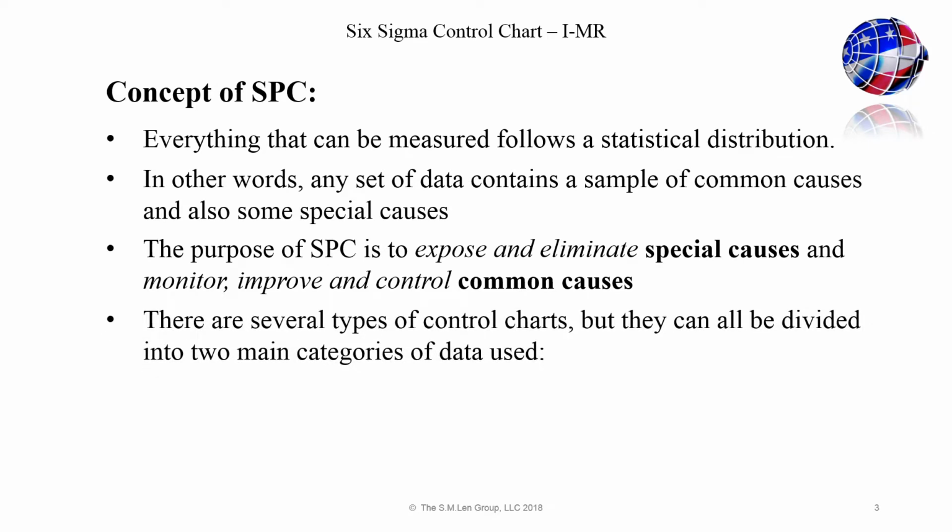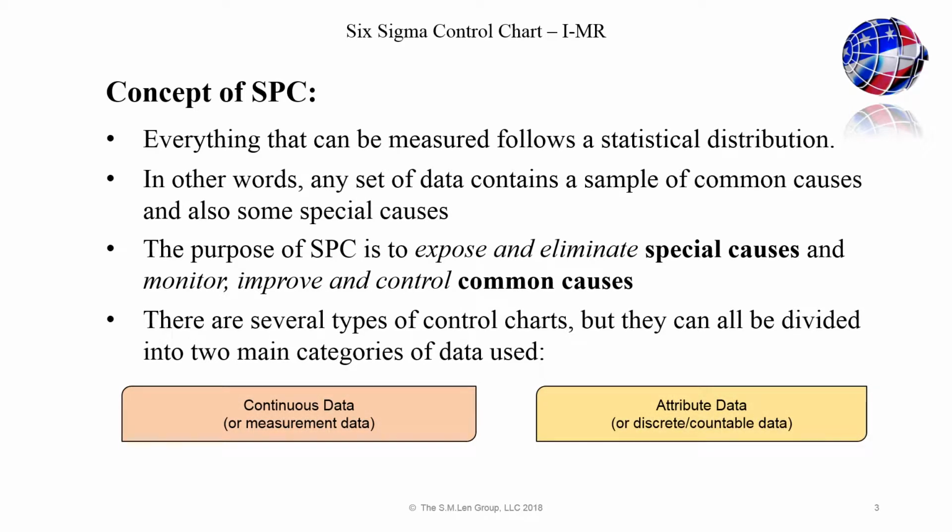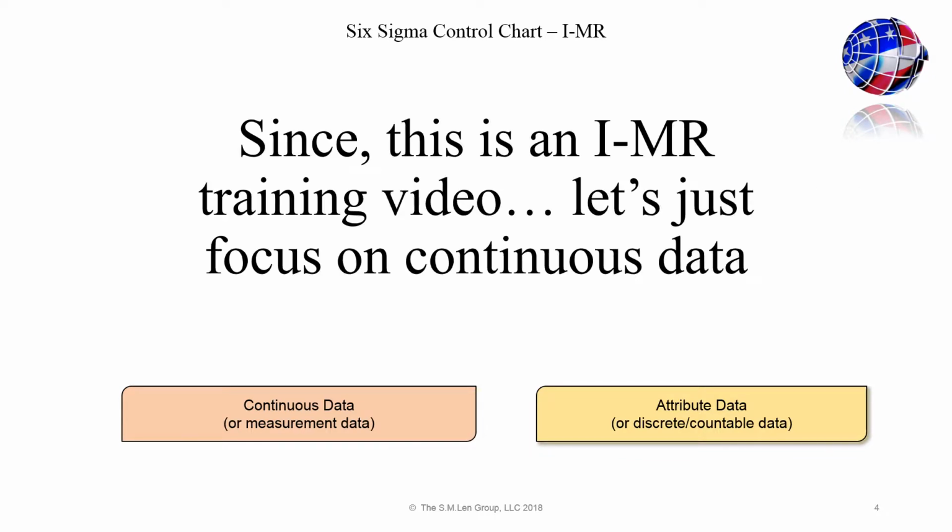So there are several types of control charts, but they can all be divided into two main categories of data used. Continuous data, aka measurement data, and attribute data, or discrete or countable data. Since this is an IMR training video, let's just focus on continuous data.